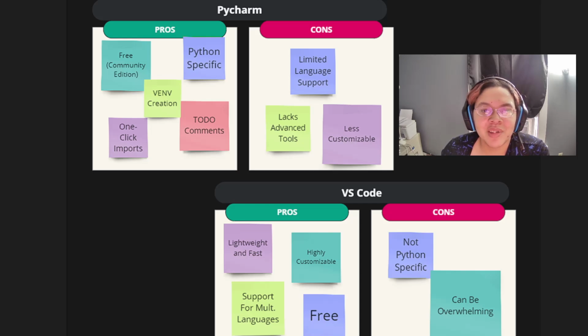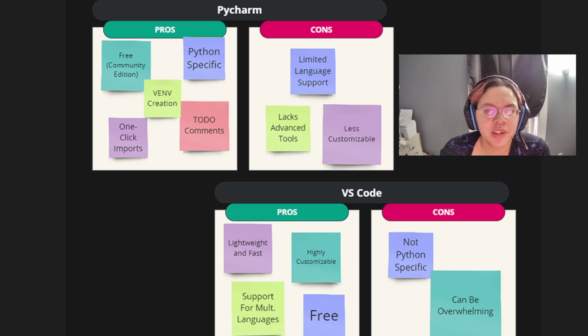So let's move on to the cons of PyCharm. It has limited language support in the free version. It lacks support for languages other than Python, so you can still code in them, but features like syntax highlighting and autocompletion might not be available. And the free version also lacks some advanced tools and framework support that are available in the Professional Edition. And it's less customizable. So while it is customizable, it's not as flexible as VS Code in terms of extensions and themes.